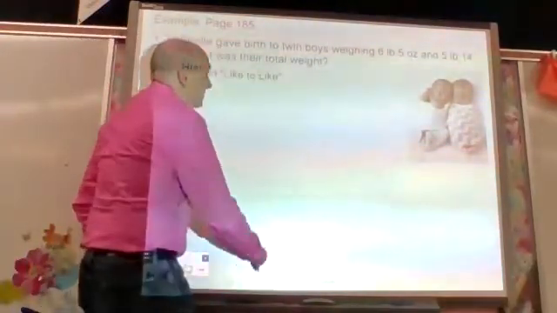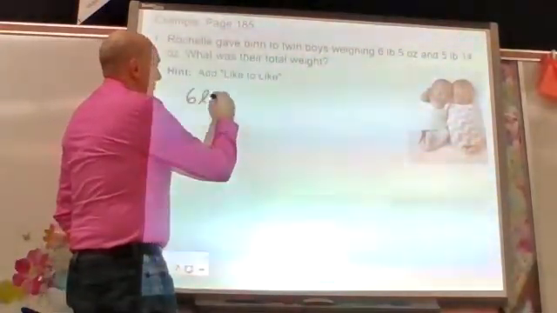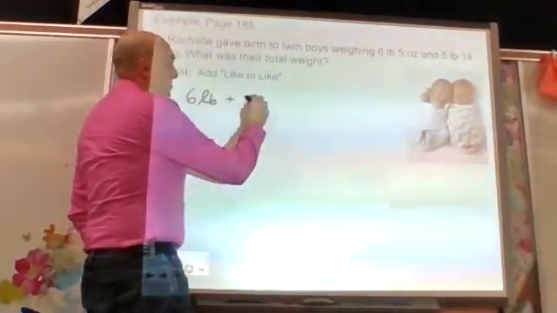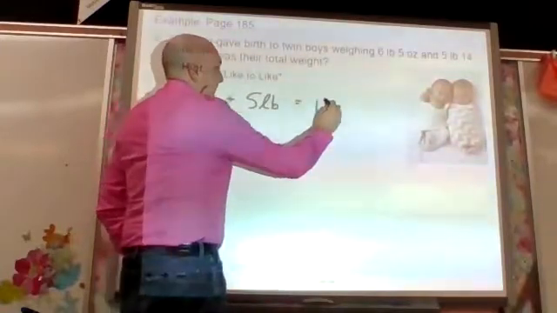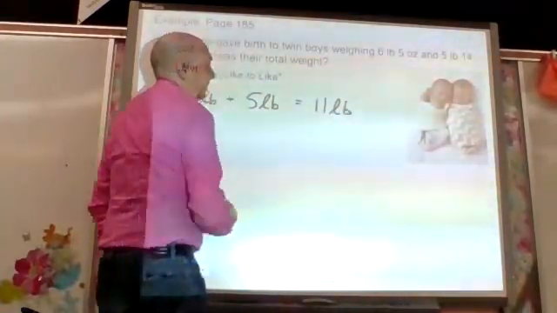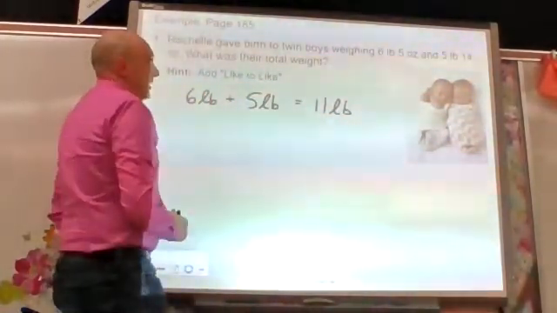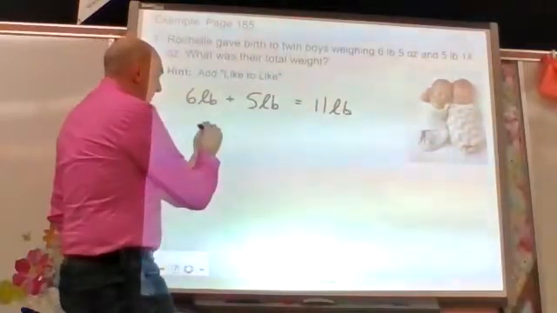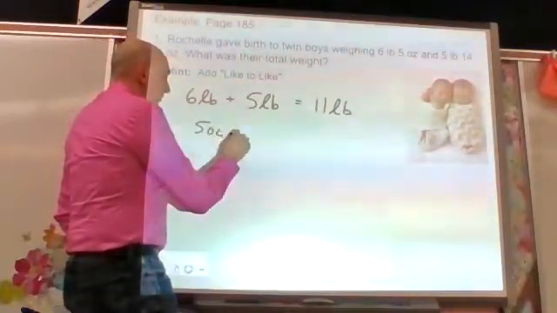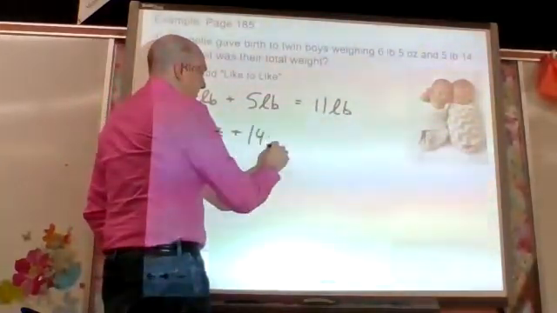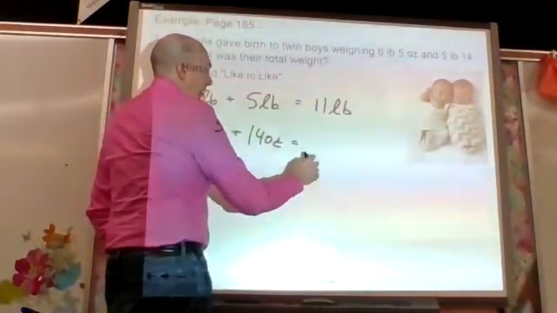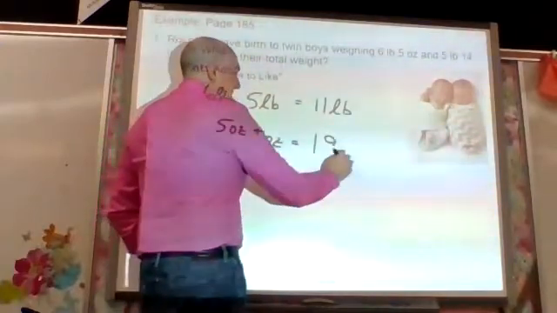So what that means is you're going to take your 6 pounds and you're going to add it to 5 pounds. So we've got that 11 pounds, right? And then we're going to take our 5 ounces and we're going to add that to 14 ounces. And that's going to be 19 ounces.